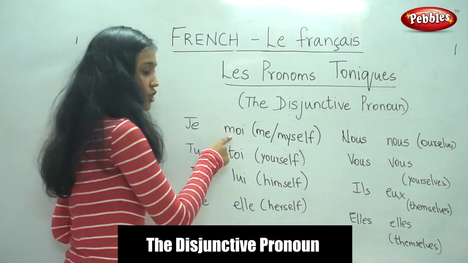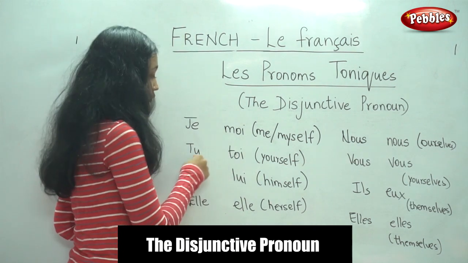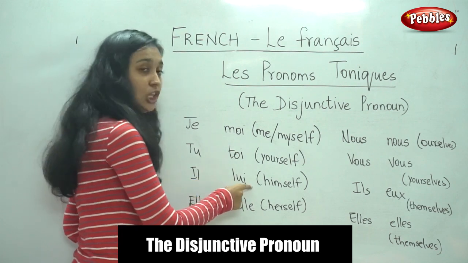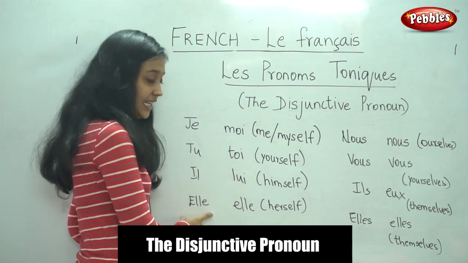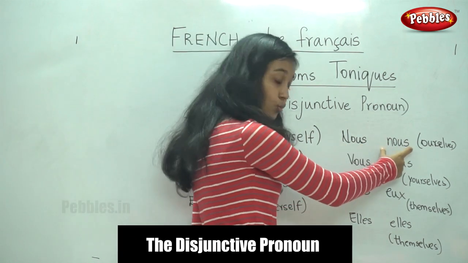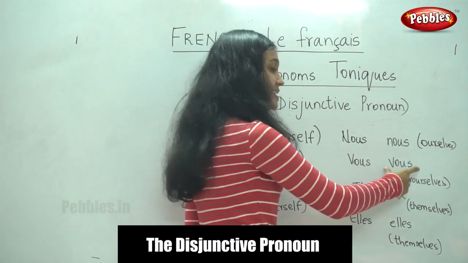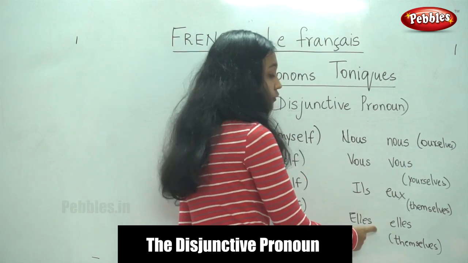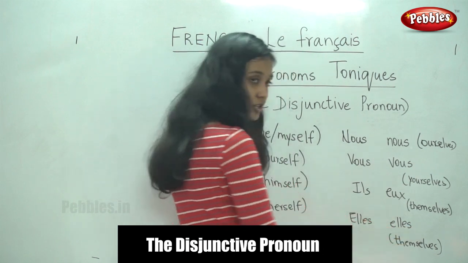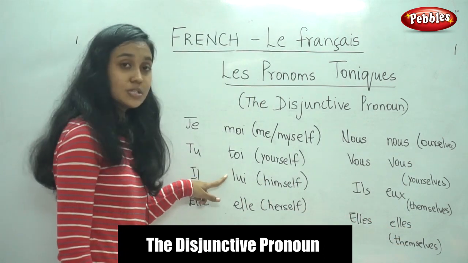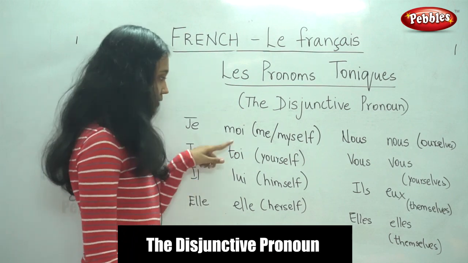So, for je, it is moi. For tu, it is toi. For il, it is lui. For elle, it is elle. For nous, it is nous. For vous, it is vous. For ils, it is eux. For elles, it is elles. So, you need to remember these words as we are going to use these in sentences often.